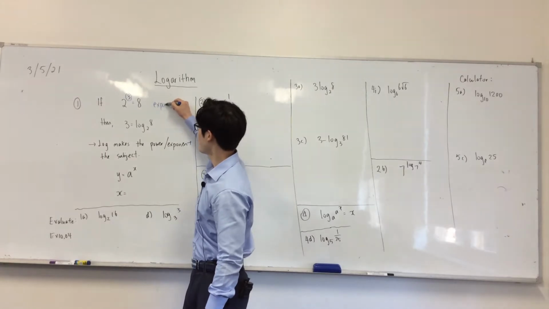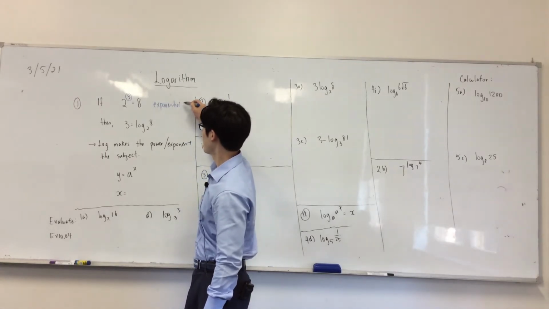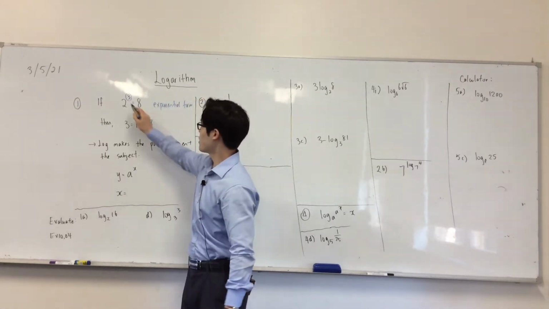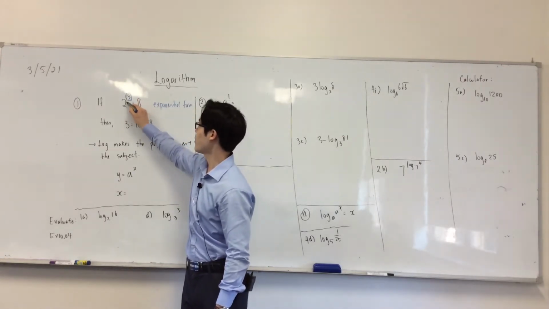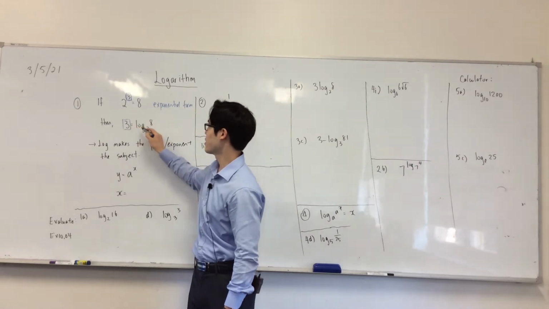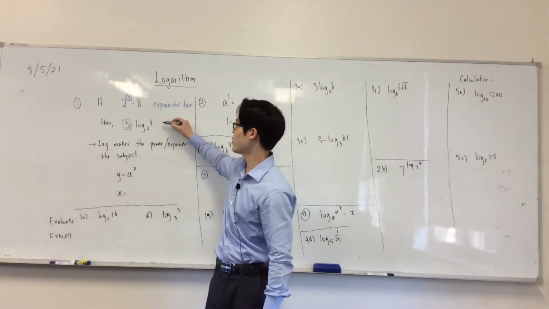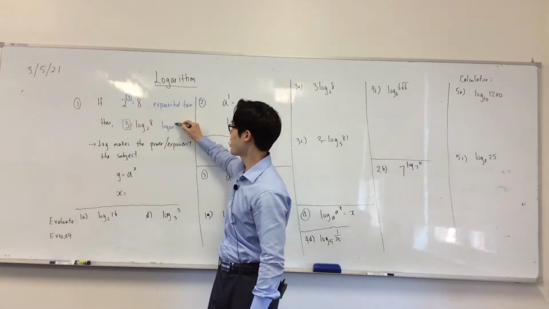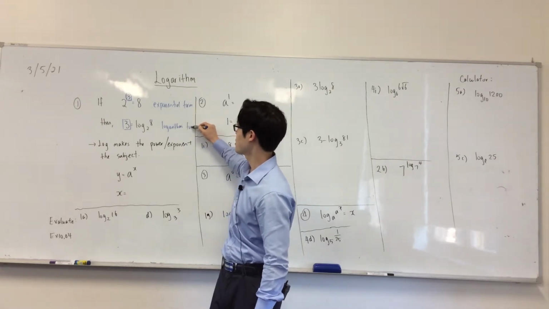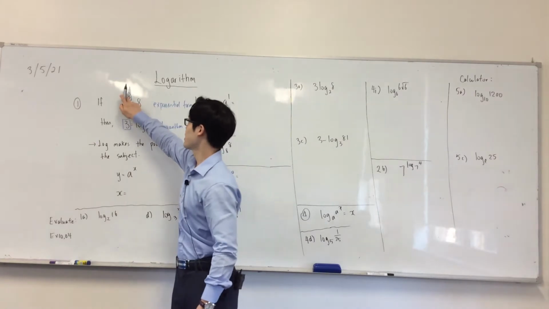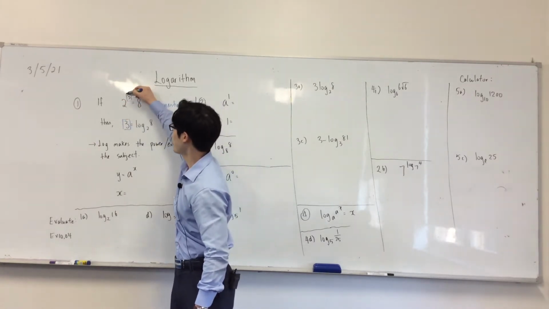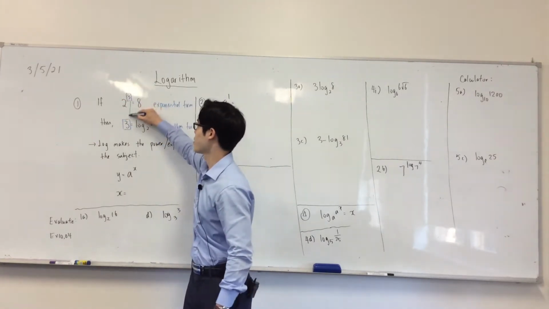All right? But from here, if you want to make the power the subject, then the opposite of exponential form is called logarithm form. And what logarithm form does is it makes the power the subject. Okay? So in exponential form, you're raising it to a power. Logarithm, you're making the power the subject.